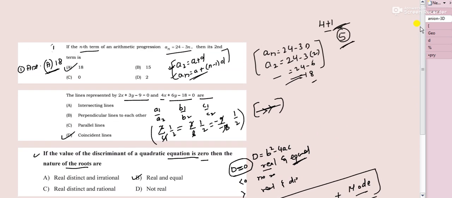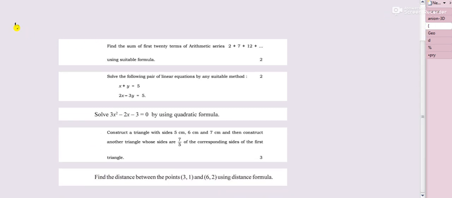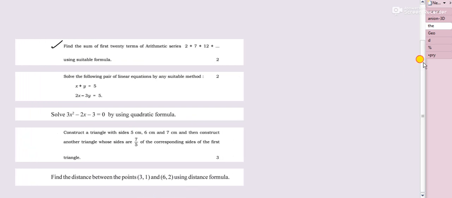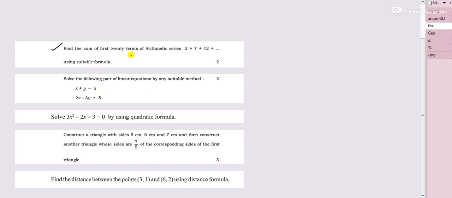Now we'll move to the 2 mark question. We have already done 5 marks, so 5 marks are in our hand. Next, coming to 2 mark question, this is question number 1. It is from AP. Find the sum of the first 20 terms. Whenever they mention the sum of the first 20 terms, first 10 terms, you have to use the Sn formula. So S20 you have to find there.